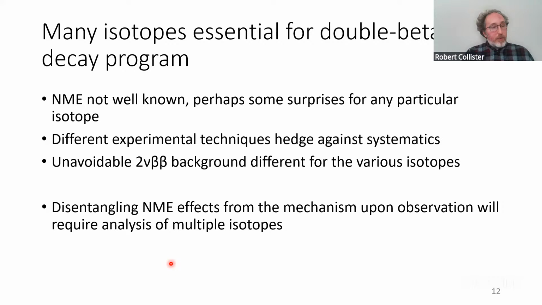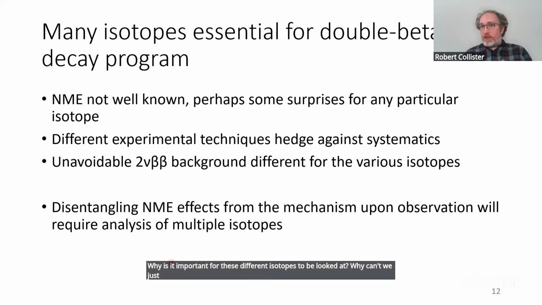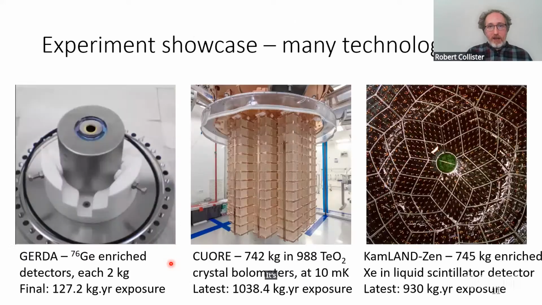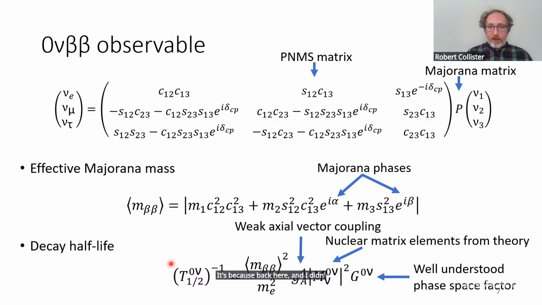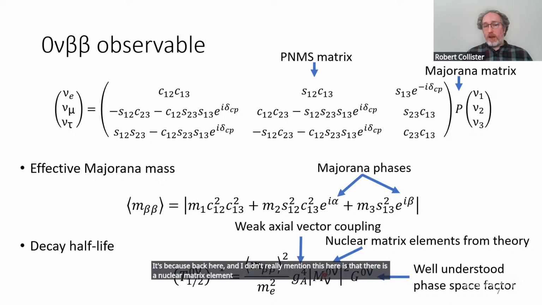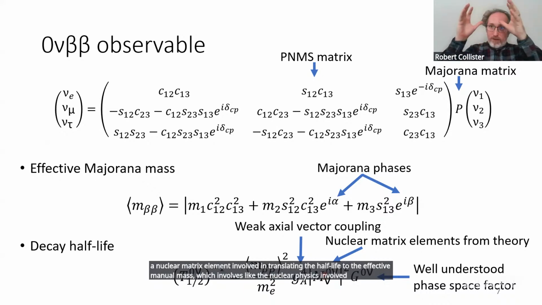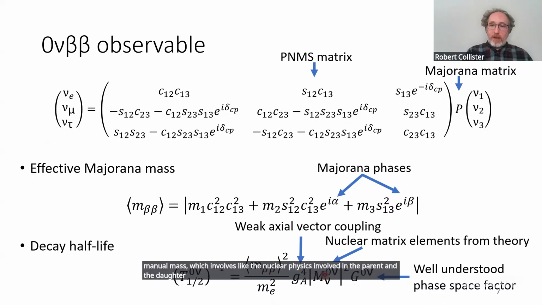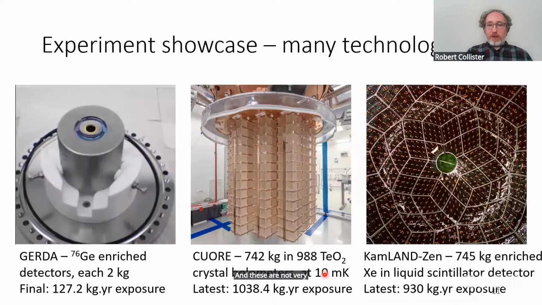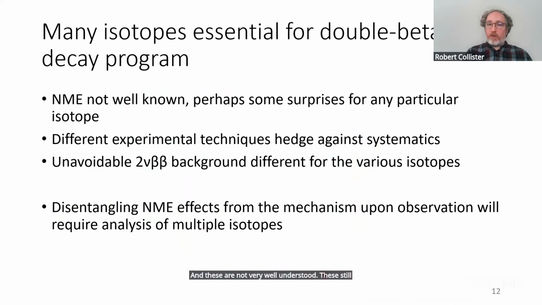Why is it important for these different isotopes to be looked at? Why can't we just look at the single most promising one? It's because back here, and I didn't really mention this, there is a nuclear matrix element involved in translating the half-life to the effective Majorana mass, which involves the nuclear physics of the parent and the daughter nuclei. And these are not very well understood. These still have relatively large error bars on them.